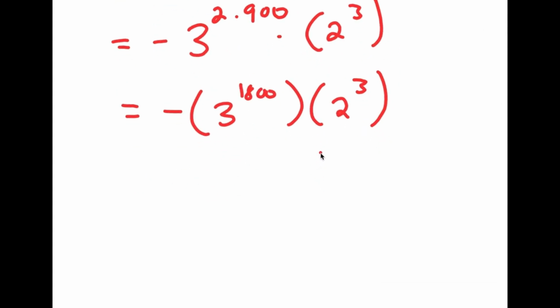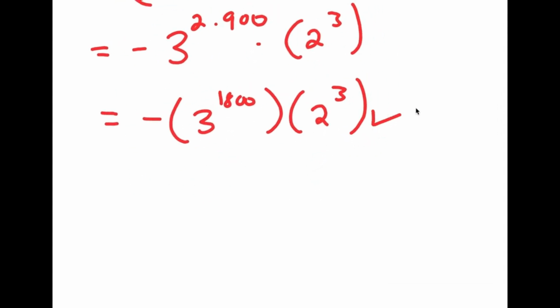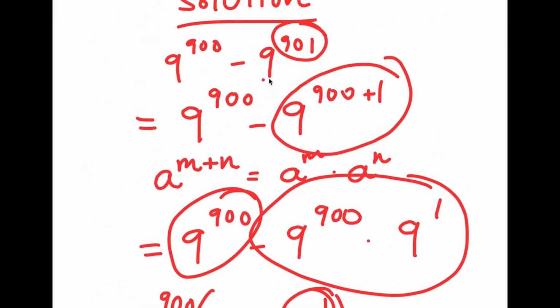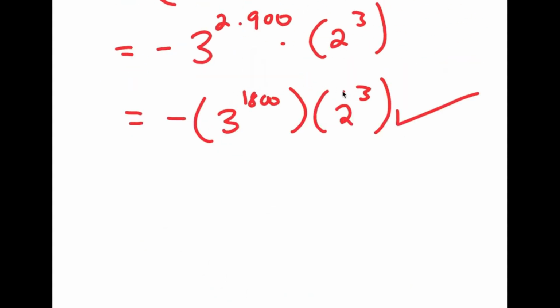So this is our answer in its most simplified form. If you want, you can try putting in 3 to the power of 1800, but that number is way too big for any calculator to actually be able to output. So this is the simplest form that we can put our answer in. So that is our answer to 9 to the power of 900 minus 9 to the power of 901.